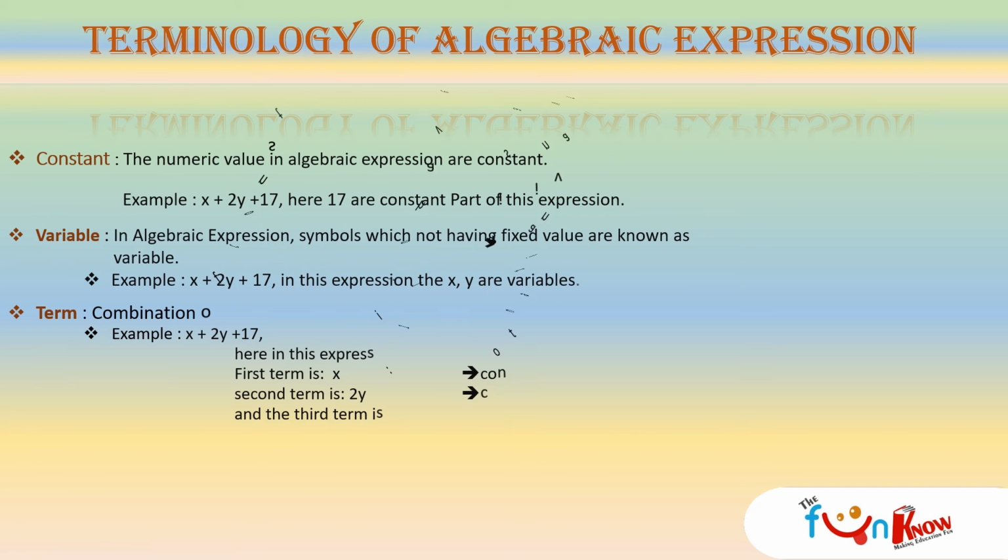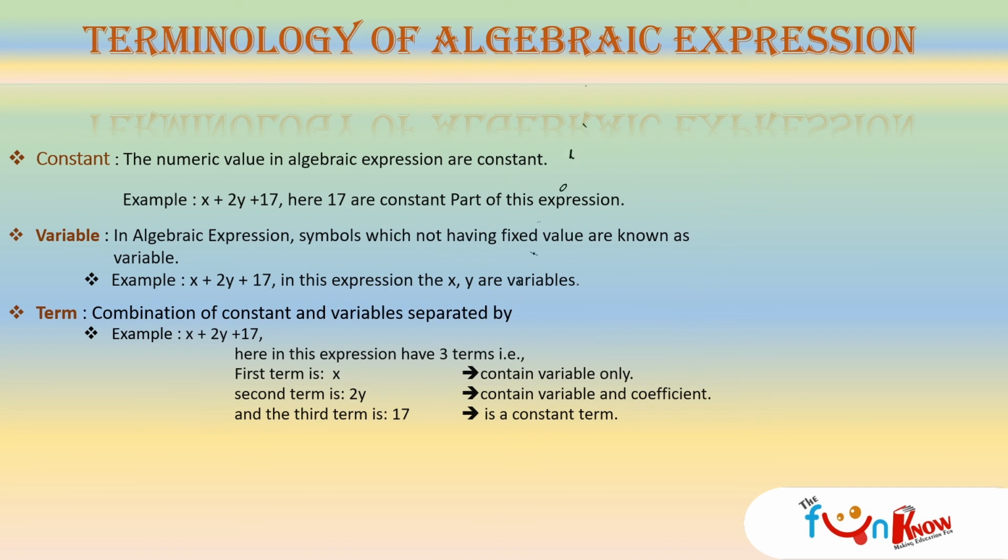We'll go further, students. The terms constant and variables. See, the combination of constants and variables can be separated by operators. It can be separated by plus, minus, multiply, divide, whichever operators. These terms can be separated from each other using the operator. For example, this expression, students: x plus 2y plus 17.